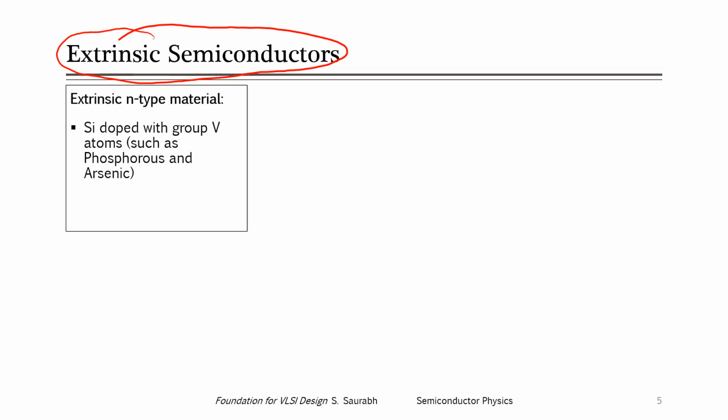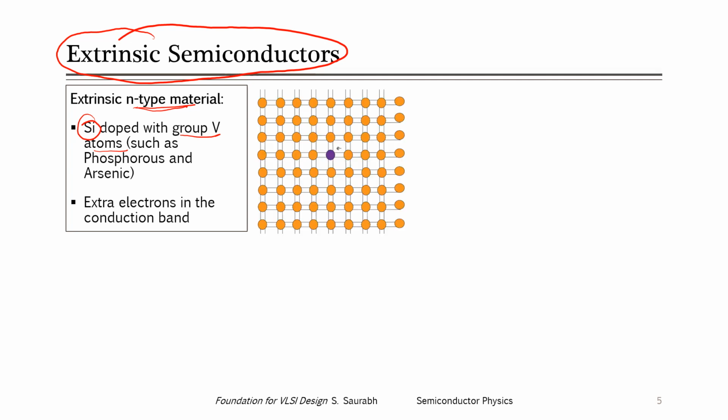The first one is the n-type extrinsic semiconductor, in which there are extra electrons, right? And these extra electrons are created if we dope, say, silicon with group 5 atoms, right? Note that group 5 atoms have 5 electrons in the valence band, while silicon has 4. So there is one extra electron in the group 5 atoms, which will be responsible for having a free electron in the lattice, and that will be responsible for the current flow, right?